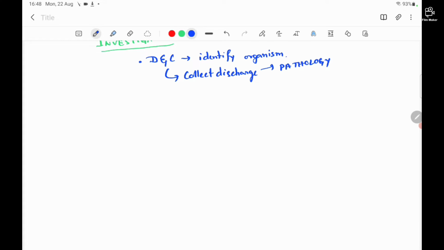And this discharge, you might collect it from the Bartholini gland. You might take it from the cervical canal, and you might also take pus from the tubes.